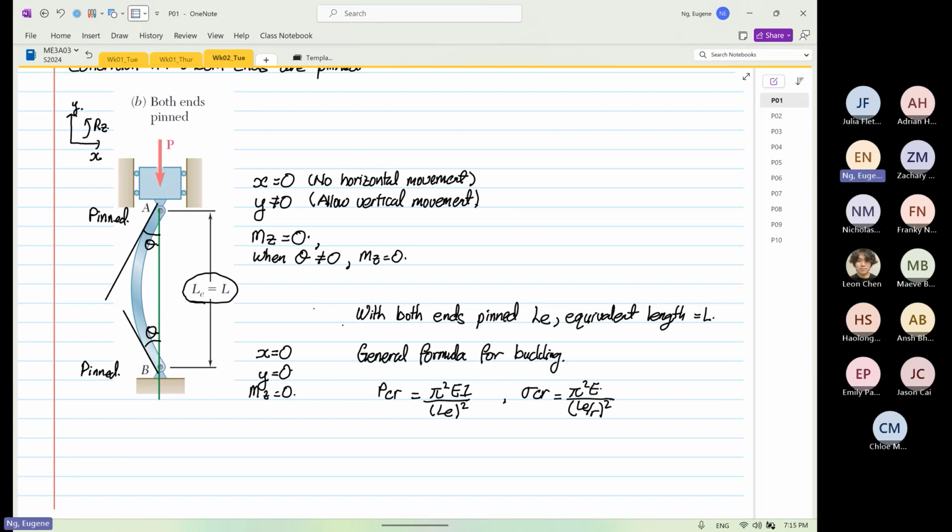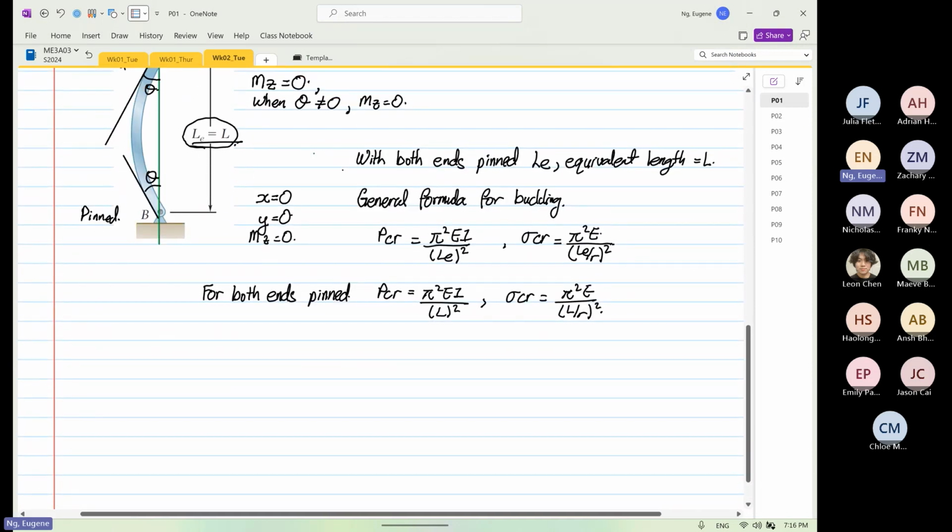Okay, so for both ends pinned, we know that the critical load is equal to pi squared EI over L squared, and the critical stress is equal to pi squared E over (L over R) squared. So what we did is we replaced LE by L, because both ends are pinned, LE is equal to L. I remember sketching this last week. So what does this actually mean? And I'm going to quickly recall.